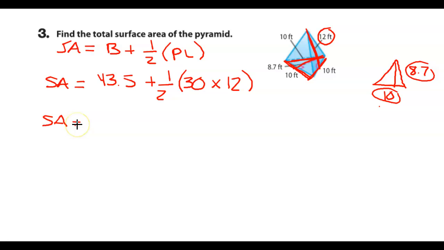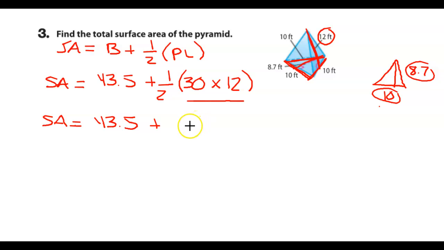is the area of the bottom, and we figured that out, 1/2 base times the height, and that gave me 43.5. Now, I can do this several different ways again. I can do 30 times 12 and take half of it. It's probably the easiest way for you guys to do that. Let's do 30 times 12. We get 360. Take half of that.